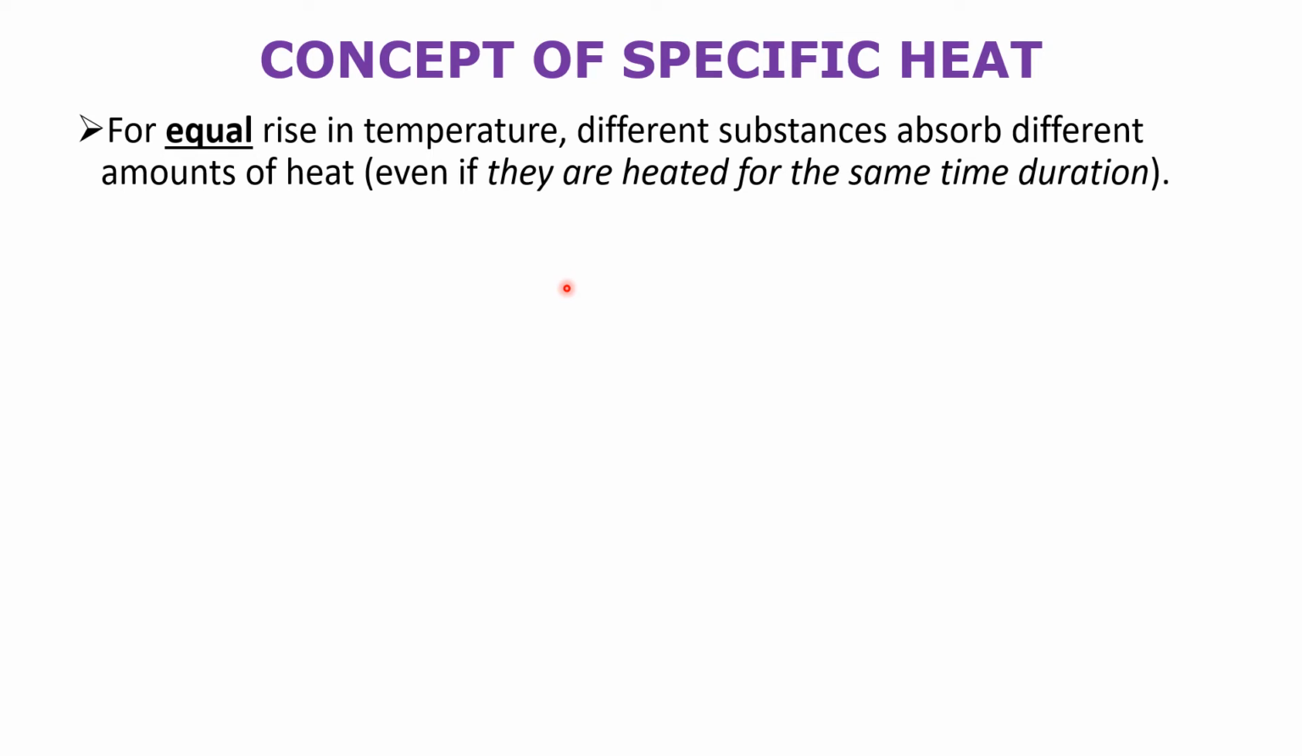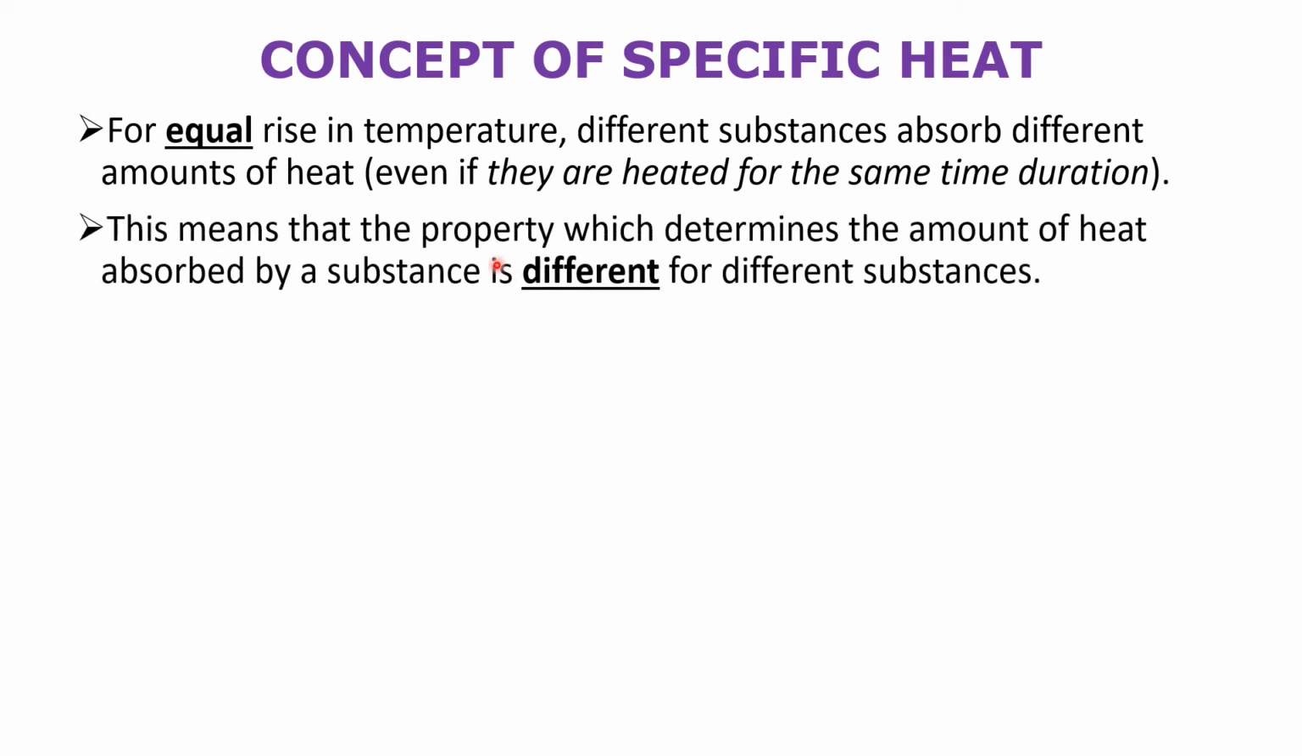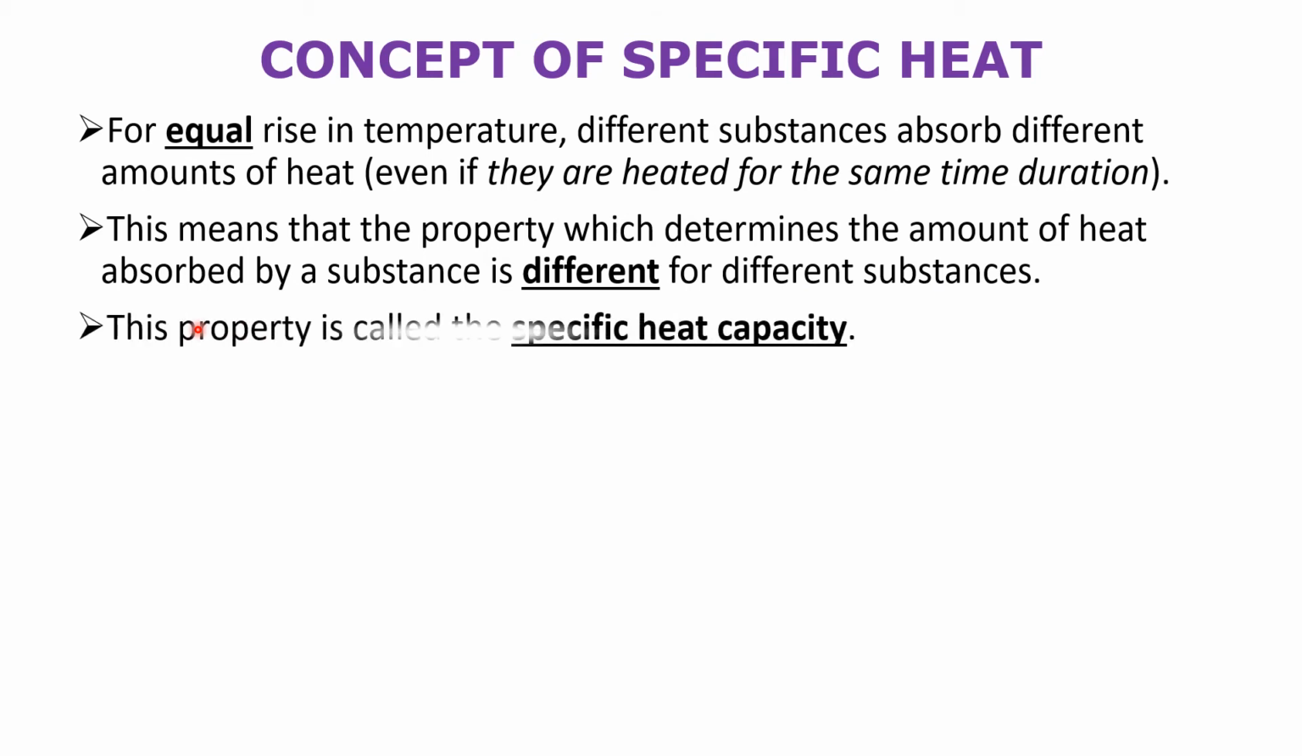Now, why? Because the substances are different. Now you will wonder, same amount of substance: I took 1 kilogram water and 1 kilogram oil, and I heated both of them for the same amount of time, 1 hour, and still why is the temperature different? So that is because of specific heat. This means that the property which determines the amount of heat absorbed by a substance is different for different substances. And this property is called specific heat capacity.